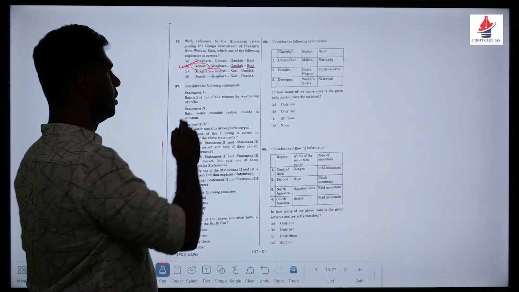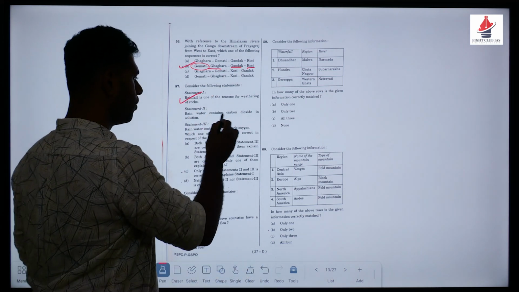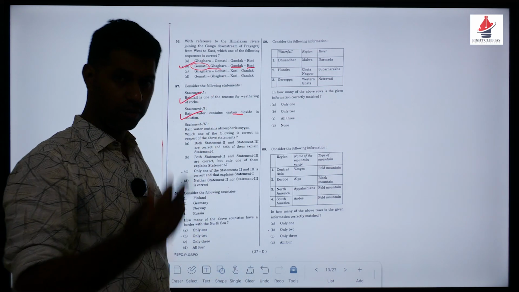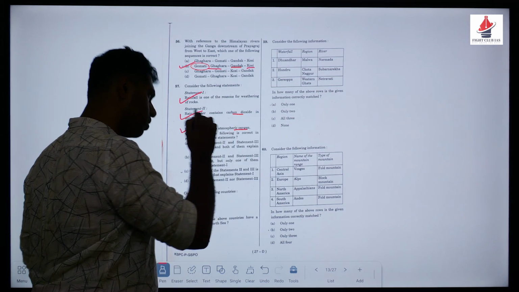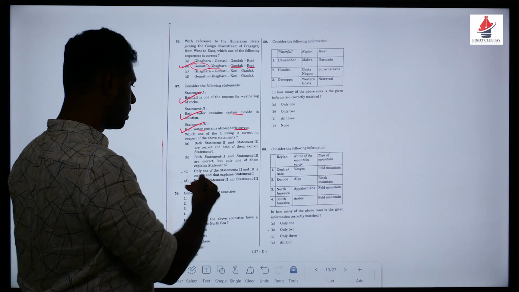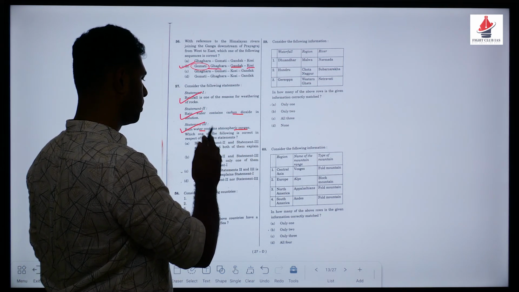Coming to 57th one. Rainfall is one of the reasons for weathering of rocks. Yes, rainfall is one of the major reasons. Rainwater contains carbon dioxide in solution. This is also true. It has dissolved carbon dioxide in solution. Rainwater contains atmospheric oxygen. This is also true. All three are true. Now looking at the statements, both statement 2 and statement 3 are correct, and both of them explain statement 1. No.